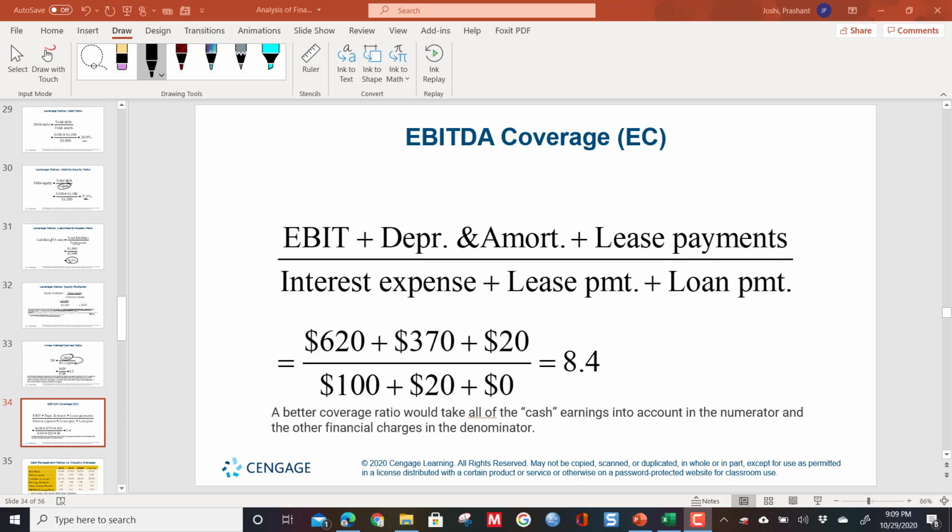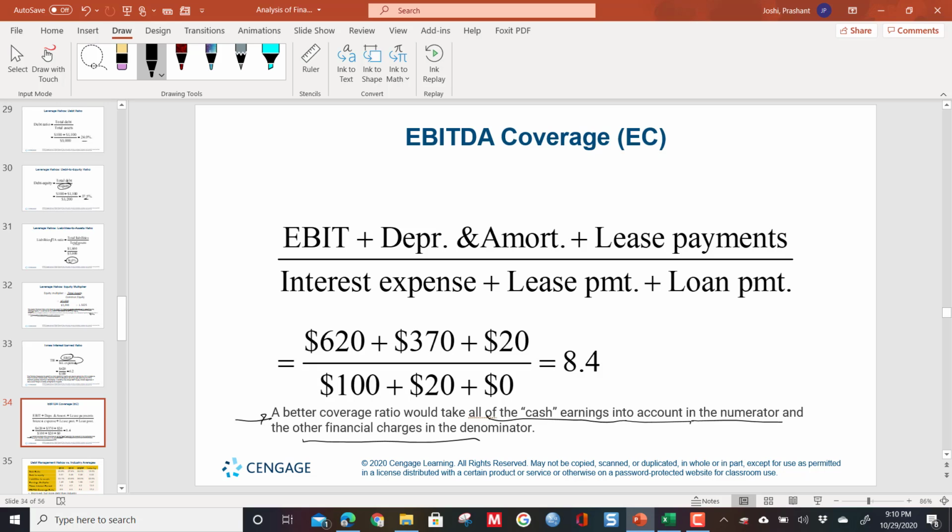And the second shortcoming is that EBIT, earnings before interest and taxes, does not represent all the cash available to service debt, especially if a firm has high non-cash expenses like depreciation and amortization. So that is added back here. So it's the lease payment, and the denominator is interest expenses. Then we have loan payment and the lease payments. So that is a better coverage ratio. This is a better coverage ratio, which would take all of the cash earnings into account in the numerator and other financial charges in the denominator.